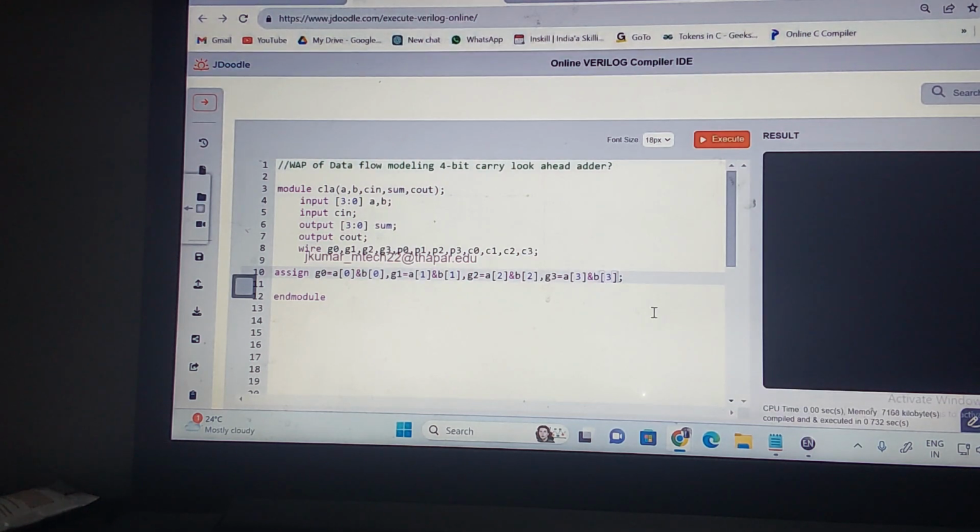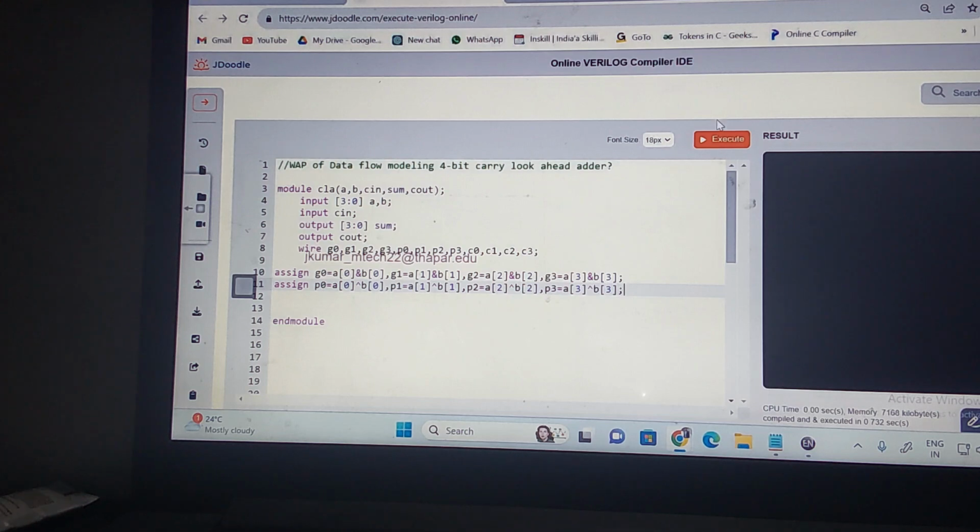Now I need to generate what? Assign P0, P1, P2, P3. I will be modifying this by copying it. This is P0. What I need to do is the XOR operation, right? A0 XOR B0. P1 is nothing but A1 XOR B1. P2 is nothing but A2 XOR B2. P3 is nothing but A3 XOR B3.